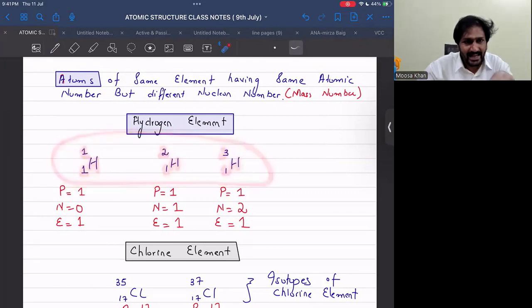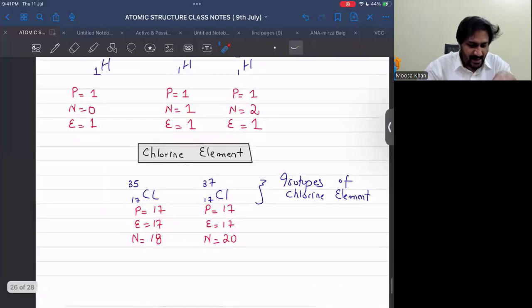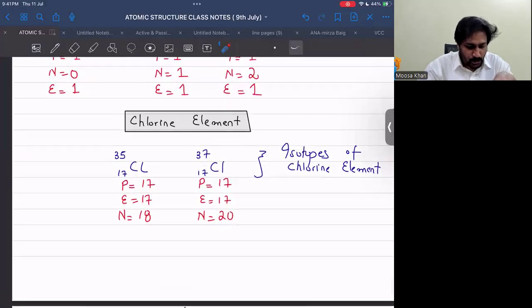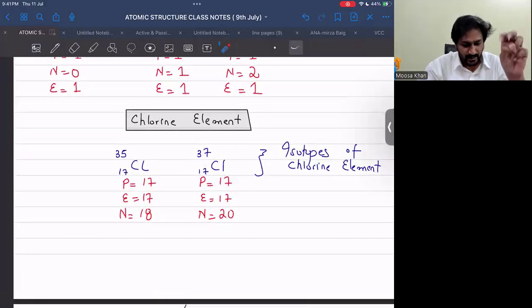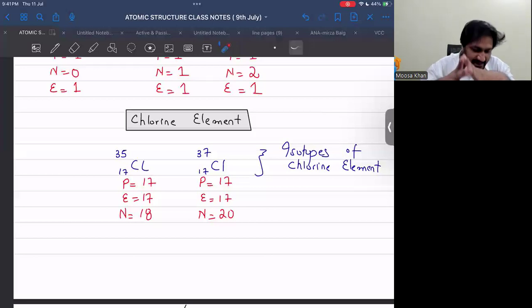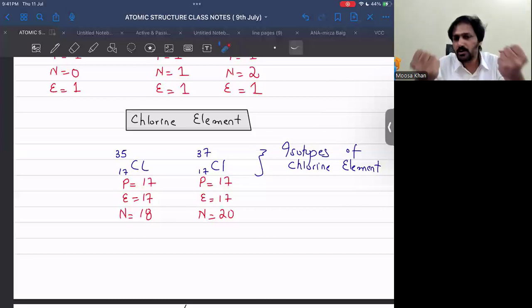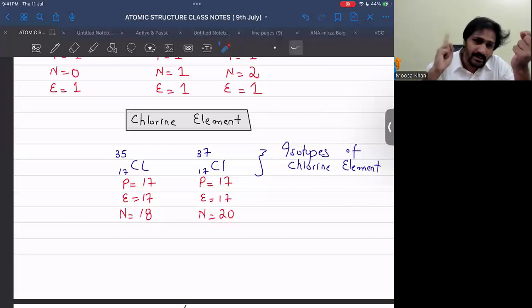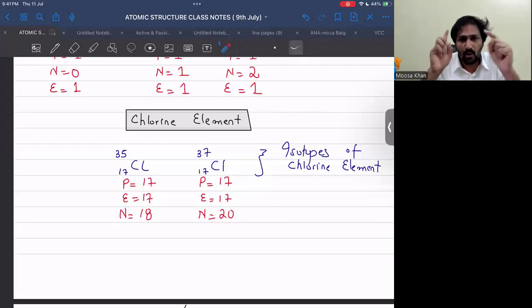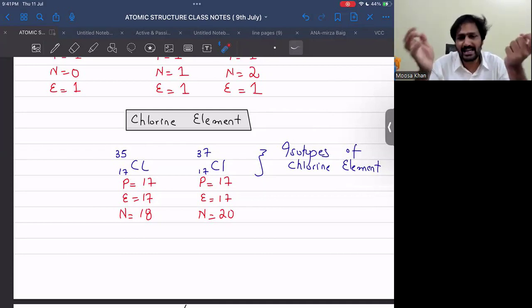Right? Again, the next example we saw was isotopes of chlorine element. Chlorine element has 2 isotopes. अब ये 2 isotopes basically कहाँ से आते हैं? If we find the chlorine element anywhere in nature, anywhere around the globe, we always find 2 chlorine atoms. Why are we calling them chlorine atoms? Because their atomic number is 17. Both have an atomic number of 17. It means there has to be an atom of chlorine element.